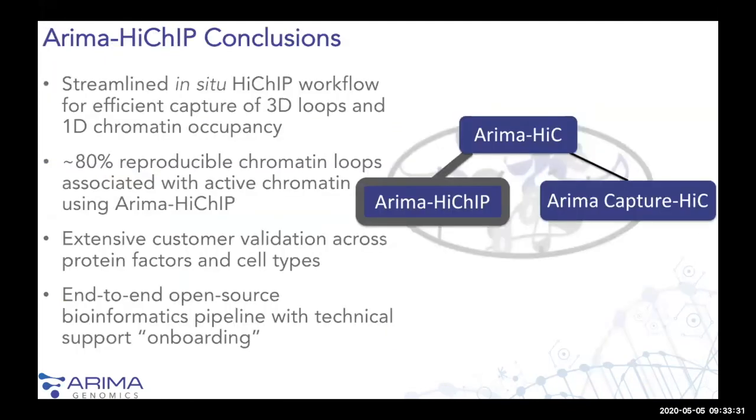And in conclusion, for HiChIP, I think we've developed a very nice streamlined in situ HiChIP protocol for the efficient capture of both the 3D loops and the 1D chromatin occupancy signal. Those loops are quite reproducible, about 80%. They've been validated across multiple protein factors and cell types. And I didn't have a chance to talk to this, though I'm happy to answer any questions about it: we have validated multiple open source HiChIP analysis tools, all on GitHub, and we provide extensive technical support, training, and onboarding for the bioinformatics piece.